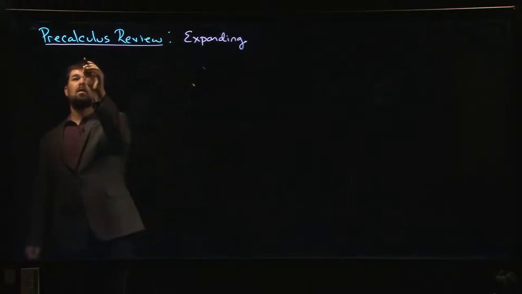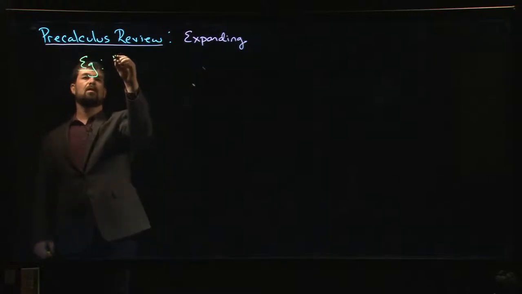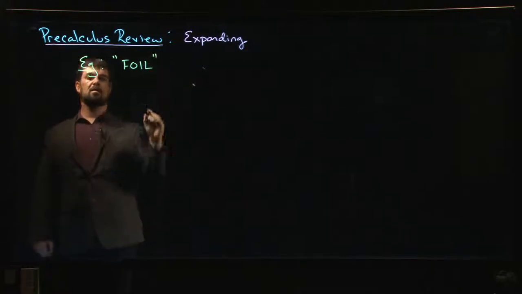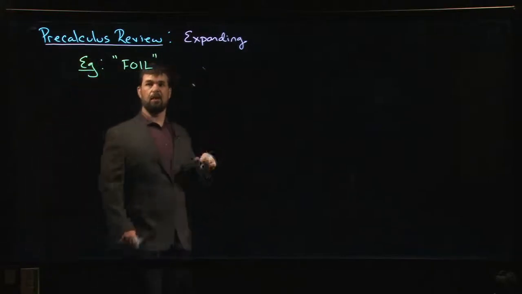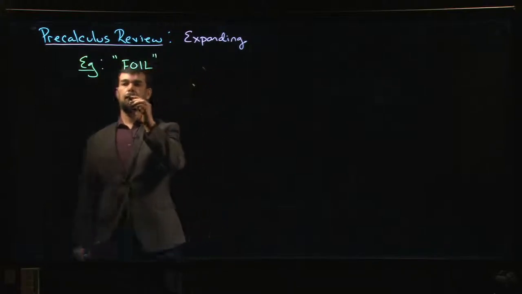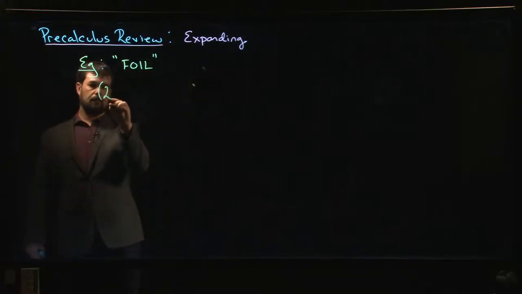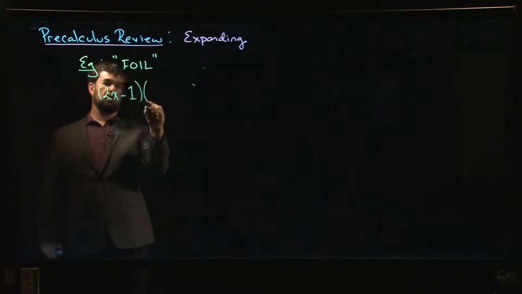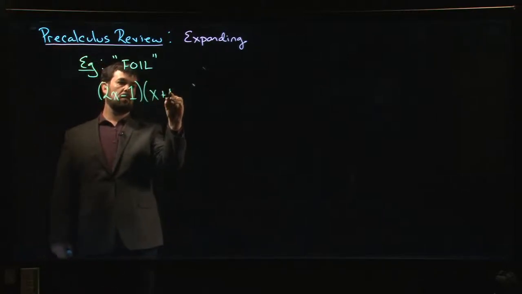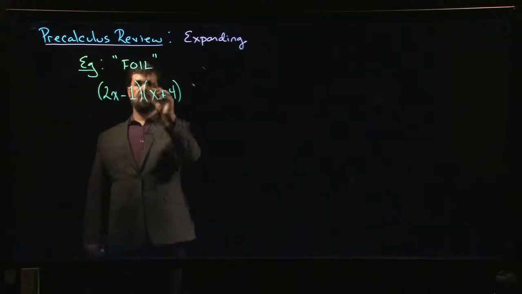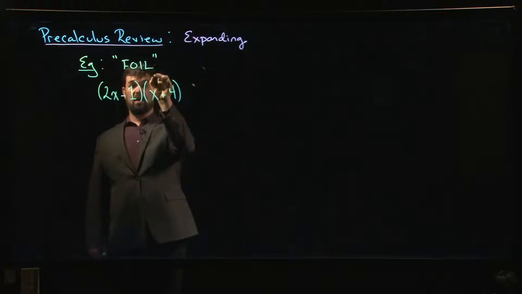So a basic example, the one that a lot of people learn is this FOIL rule, right? When you've got something like 2x minus 1, you want to multiply by x plus 4. So the FOIL stands for first, outside, inside, last, right?